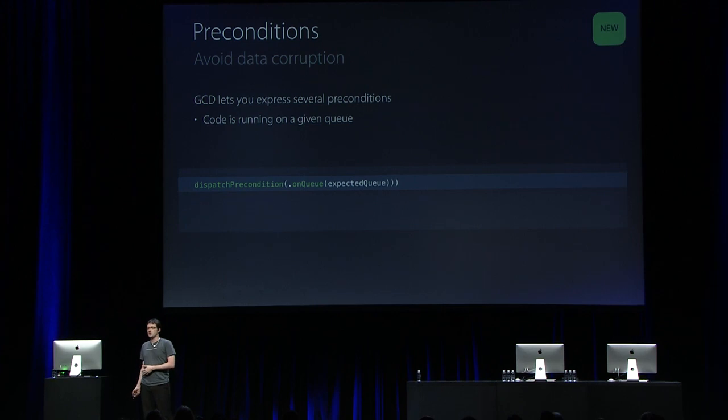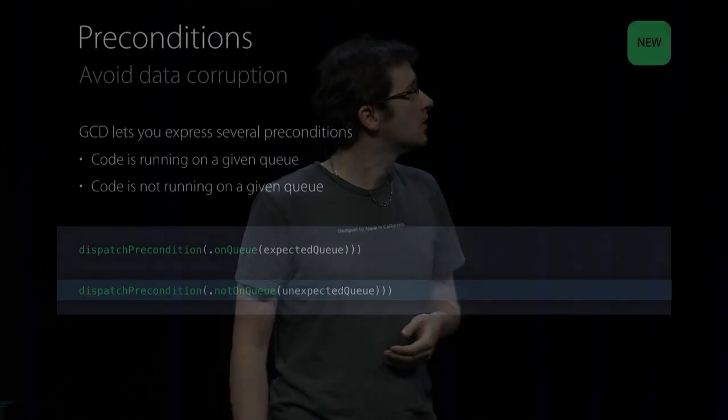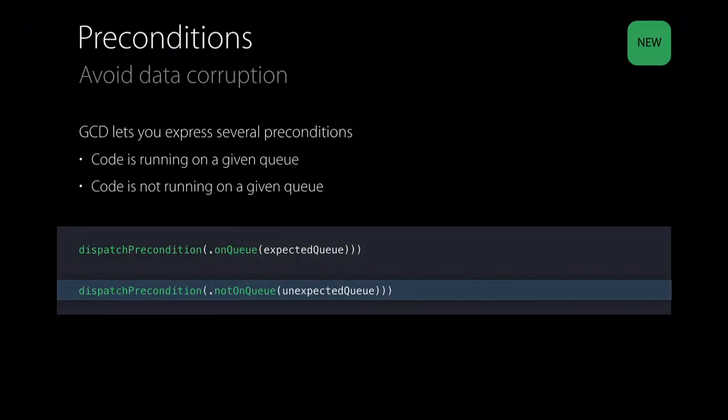Sometimes the opposite is actually useful. You want to make sure that a given piece of code never runs on that queue, because you know you may synchronize with that queue. And you express this way: a precondition that you're not on the queue. So that's about synchronizing your state.